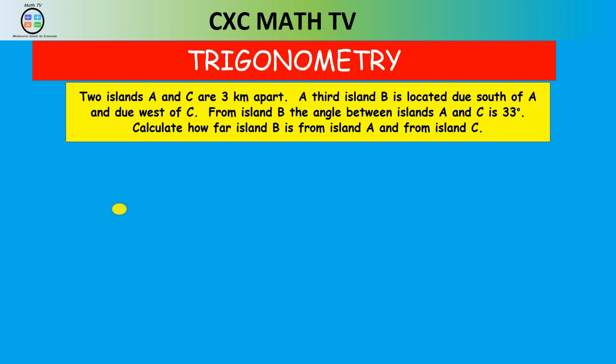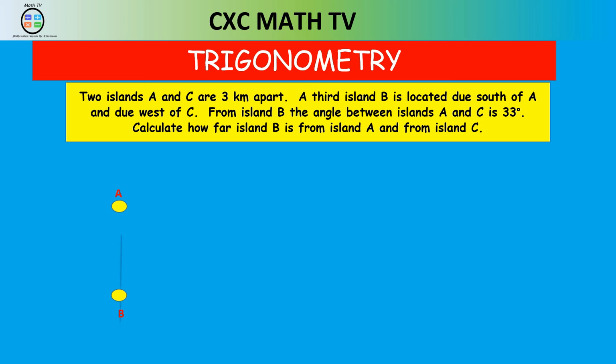Now we do know a third island B is located south of A. South means directly below. And so from A to B, we can put on a point and put on another point and draw a line connecting them. And that is going to be AB, because that's how we represent B being south of A.